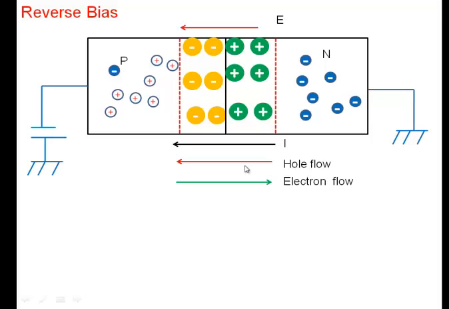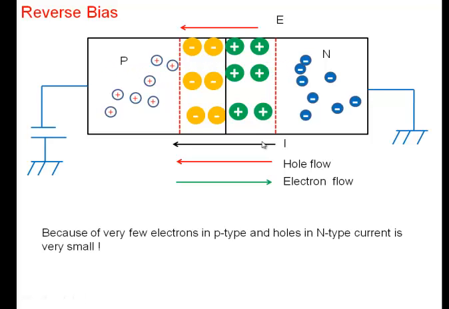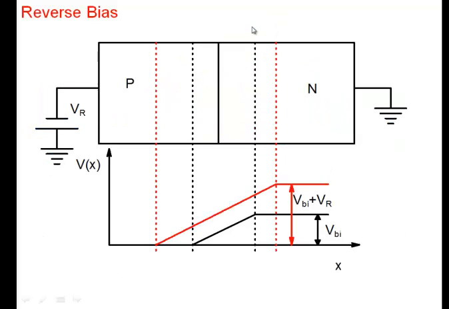So that's the reason why you find that once you apply reverse bias, the current that flows in the circuit is a small current here. Okay? So because of very few electrons in P type and holes in N type, current is very, very small here. The other thing that we know is the application of reverse bias. What does it do? As I said, it increases the electric field. Increases the electric field means what? Increases the potential drop between P and N region here.